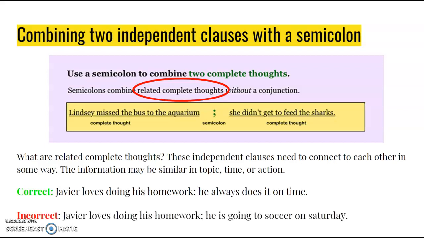An incorrect use of a semicolon would be, Javier loves doing his homework. He is going to soccer on Saturday. While both of these have to do with Javier, these do not relate to each other. Homework almost never has anything to do with soccer, so this is not a correct use of a semicolon.